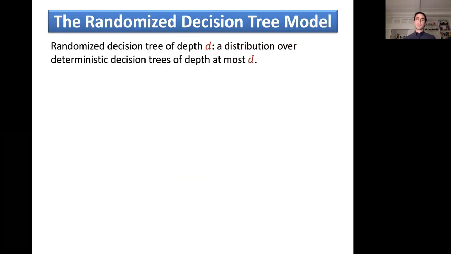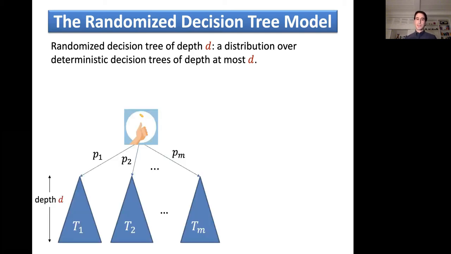What about the randomized model? In the randomized model, we also allow to flip coins, and we can flip all the coins in advance in the beginning, and this just gives us a distribution over deterministic decision trees. So we flip some coins and we choose one of these n trees, T1 up to Tn, and then we are making at most d queries deterministically.